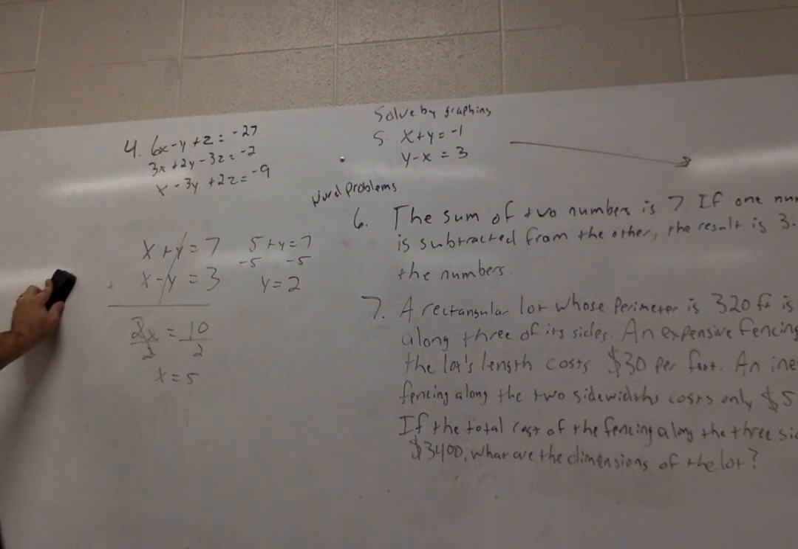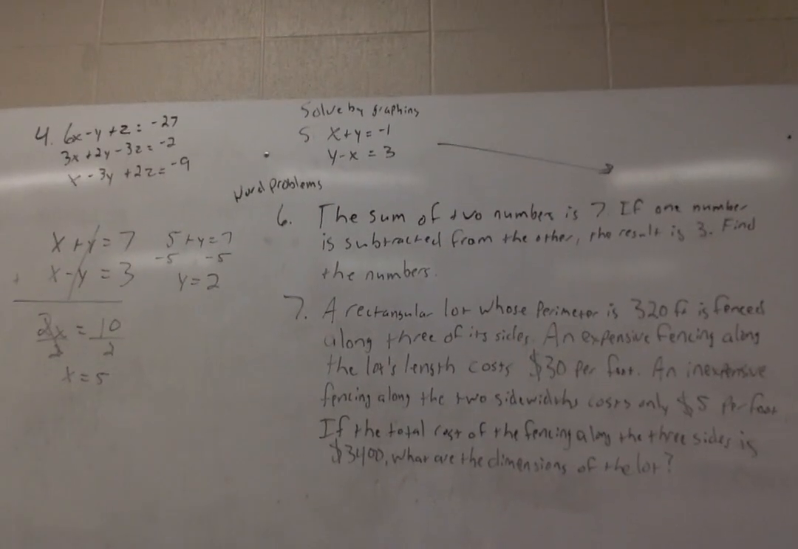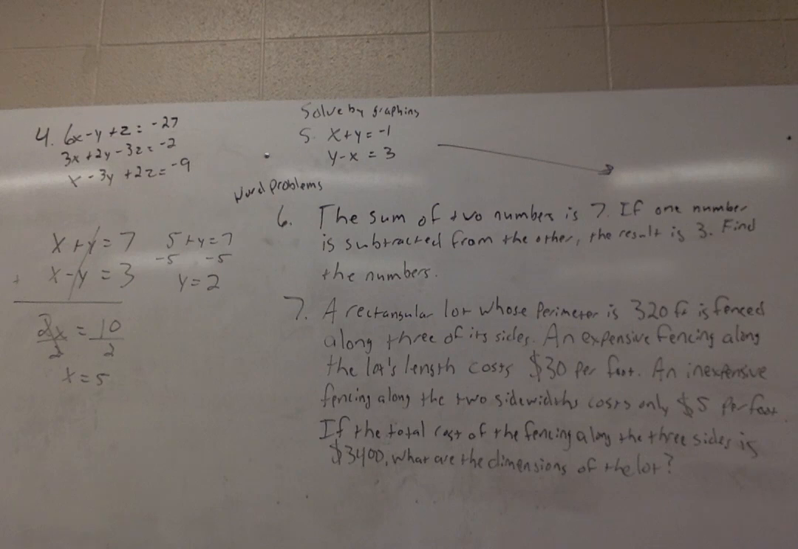All right. Then we go to the last one. A rectangular lot whose perimeter is 320 feet is fenced along 3 of its sides. An inexpensive fencing along the lot's length costs $30 per foot. An inexpensive fencing along the 2 side widths costs only $5 per foot. If the total cost of the fencing along the 3 sides is $3,400, what are the dimensions of the lot?